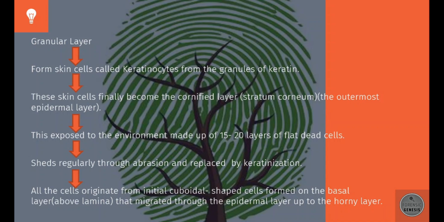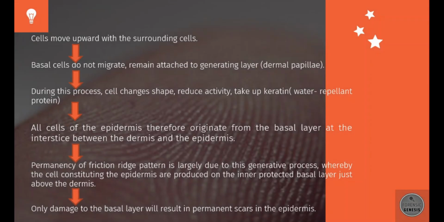So all the cells originate from initial cuboidal shaped cells formed on the basal layer, that is above the lamina, that migrate through the epidermal layer up to the cornified layer. Cells move upward with the surrounding cells. Basal cells do not migrate, they remain attached to the generating layer, that is the dermal papilla.